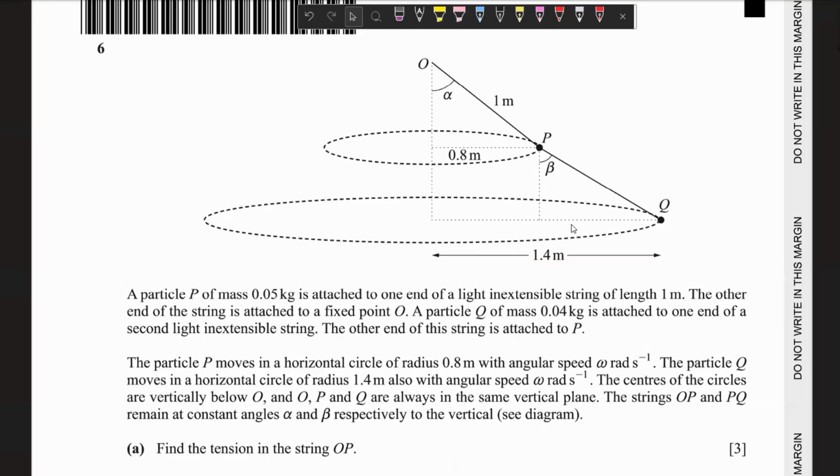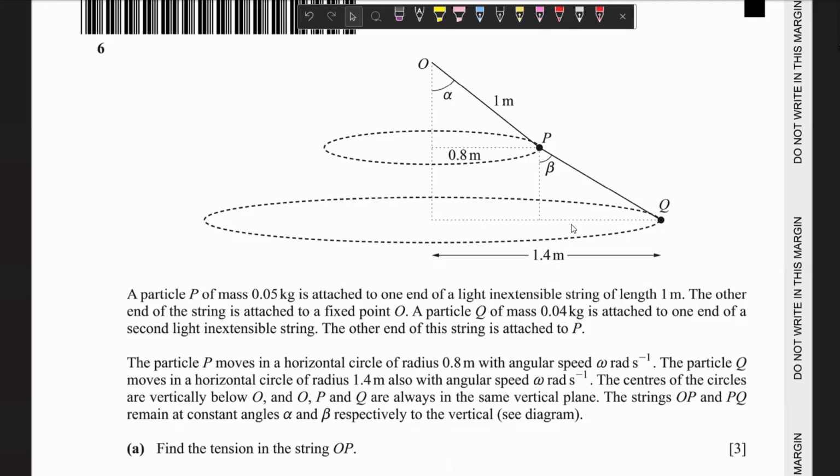The particle P moves in a horizontal circle of radius 0.8 meters with angular speed omega radians per second. The particle Q moves in a horizontal circle of radius 1.4 meters, also with angular speed omega radians per second. The centers of the circles are vertically below O, and OPQ are always in the same vertical plane. The strings OP and PQ remain at angles alpha and beta, respectively, to the vertical, as seen on the diagram.